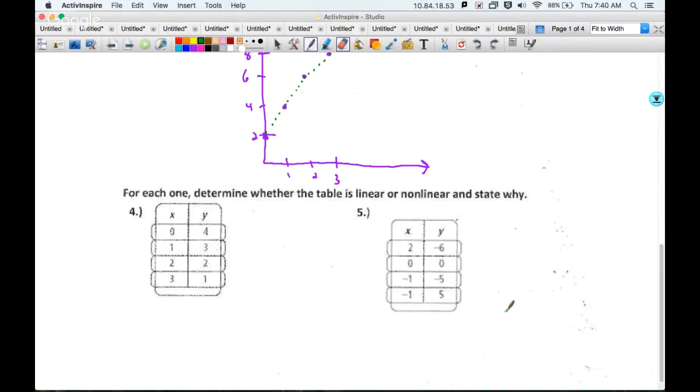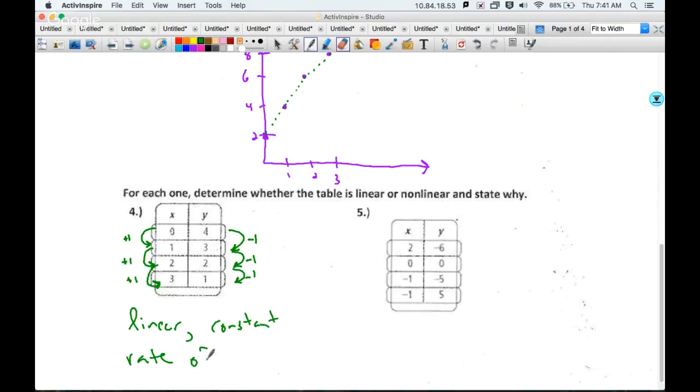For each one, determine whether the table is linear or nonlinear and state why. Well, for this one here, we can see our x's are counting by a very even interval. They're just adding 1 each time. So if this side is constant and this side is constant, which it looks like it is, then we know that this is linear because it has a constant rate of change. It is changing by the same amount each time.